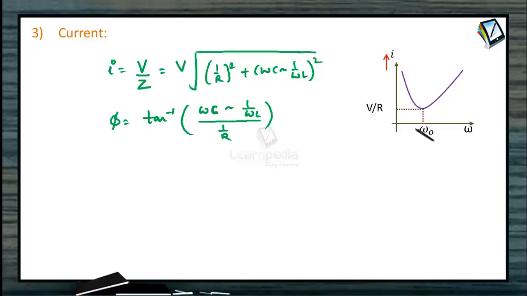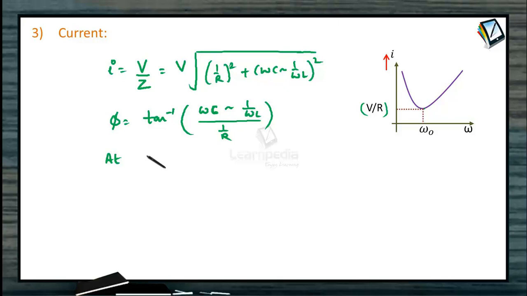So as the angular frequency omega value increases, the minimum value of current will be when this factor becomes 0, V under root of (1 by R) whole square, that is V by R. So V by R will be the minimum current at this point. From here, as omega C increases and 1 by omega L decreases, omega C minus 1 by omega L will be negative. So again it will start increasing. So minimum value of current will be at omega naught.